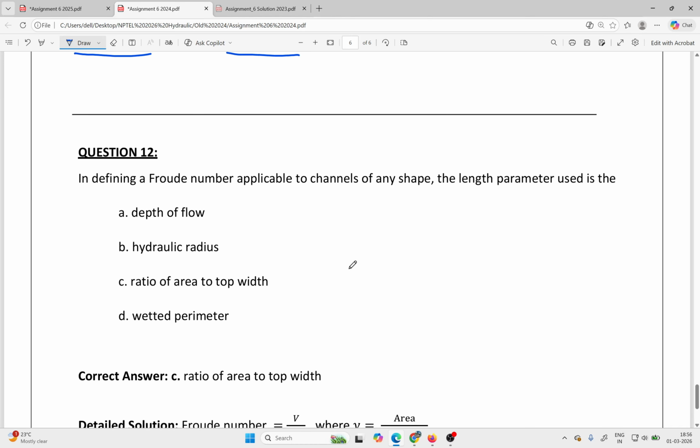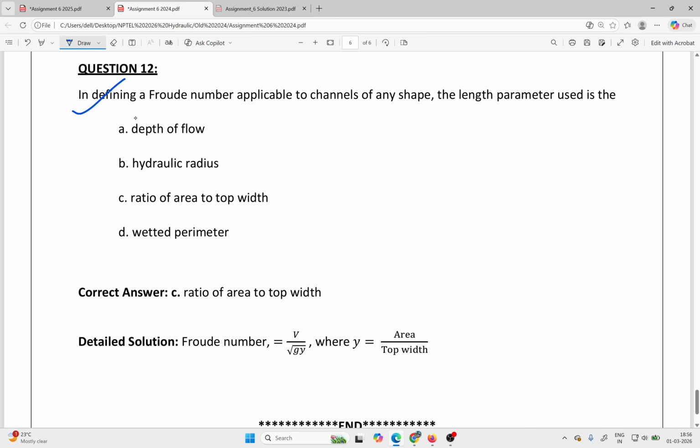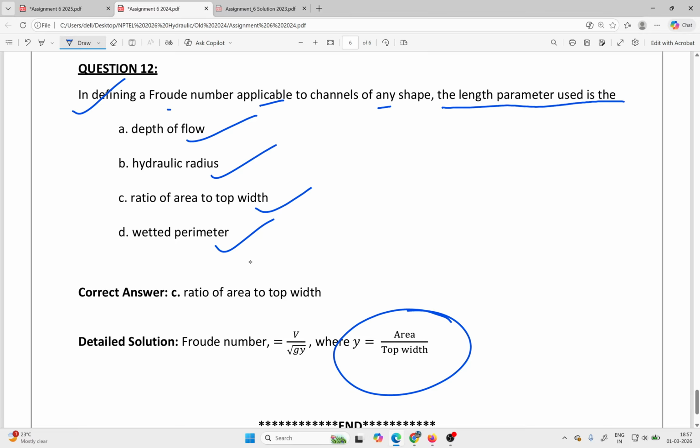Next question. Here you can see, in the definition of Froude number applicable to a channel of any shape, the length parameter used is the depth of flow, hydraulic radius, ratio of area by top width, or wetted perimeter. We have already solved such questions. So this is your y is equal to area by top width, or we have already represented it with d. In the question it is represented with y. No issue. So always remember, please. So here option C will be correct.